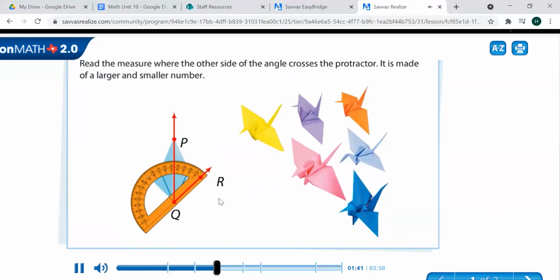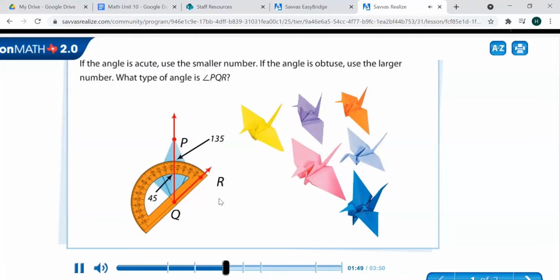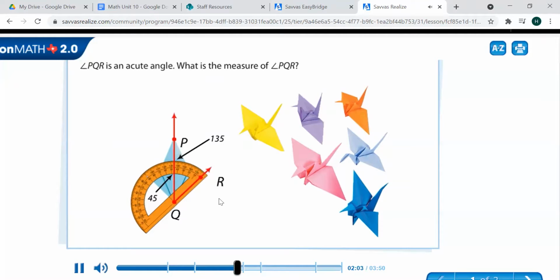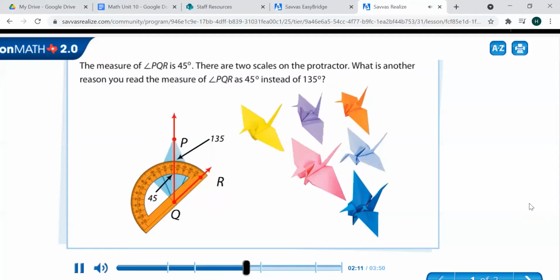Read the measure where the other side of the angle crosses the protractor. It is made of a larger and smaller number. If the angle is acute, use the smaller number. If the angle is obtuse, use the larger number. What type of angle is angle PQR? Angle PQR is an acute angle. What is the measure of angle PQR? The measure of angle PQR is 45 degrees.